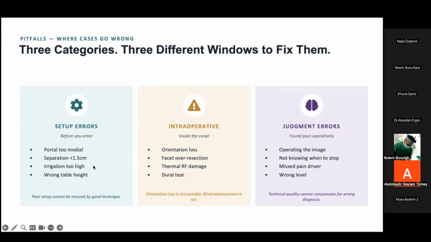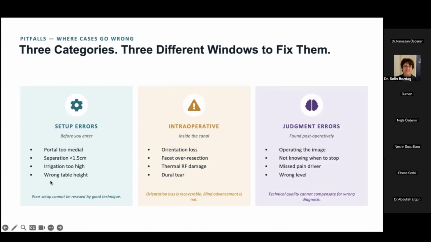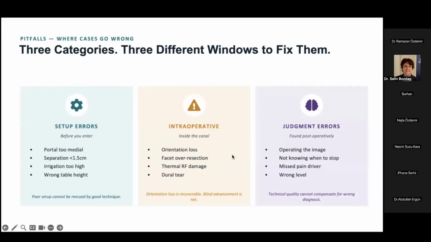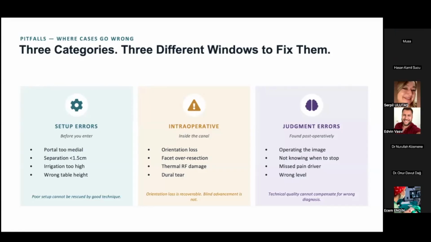Another thing is the irrigation, like I said, not only for visualization. It is very important for thermal control and bleeding, to separate your structures, and to maintain your operative field open. And of course, the table aids you. Intraoperatively, another thing to do is orientation. In the first cases, you lose orientation. You stop, don't continue, and take a shot with your fluoroscope. Your fluoroscope is your best friend in the first cases.